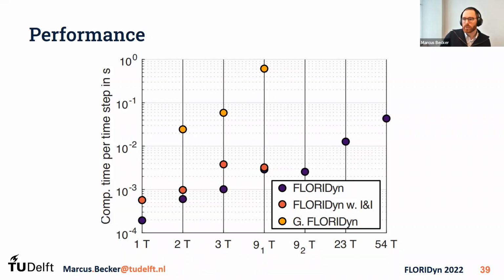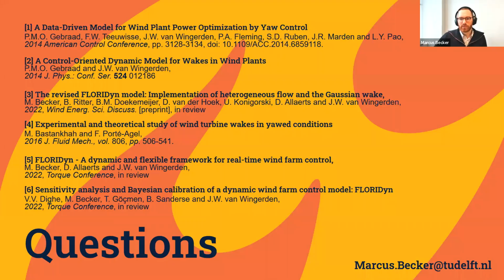But with the new FLORIDyn framework, which is here just named FLORIDyn, we can see that even for 54 turbines, we can still stay at a very low computational time per time step, and can ensure then that we can optimize the inputs of all turbines in the wind farm into the near future. This was done on a laptop, in MATLAB. So we also hope that these computational numbers can be improved as we move to more sophisticated systems and a better implementation. And with that, I'm open to questions, and thank you for your attention.